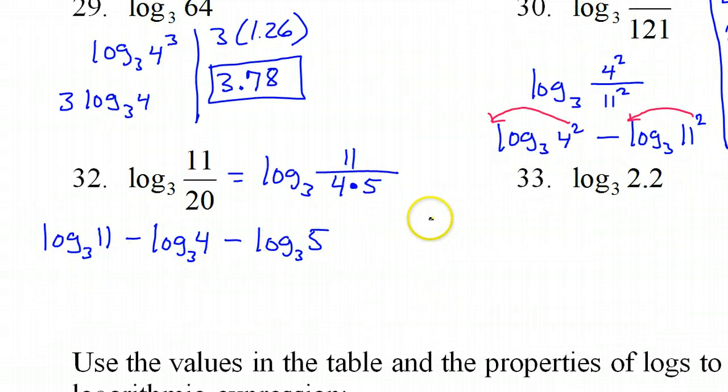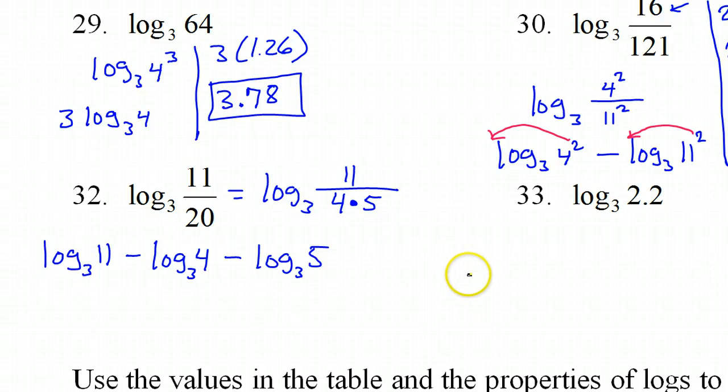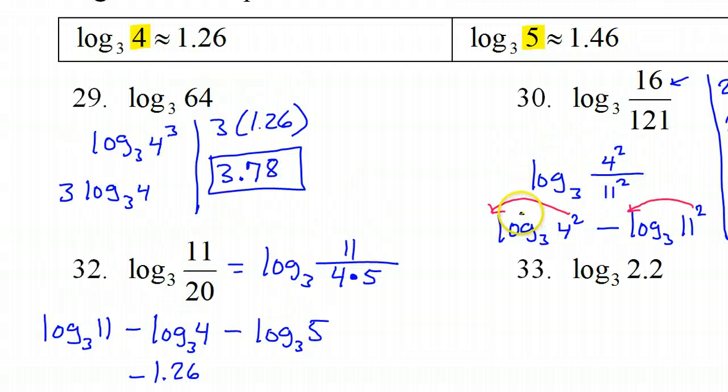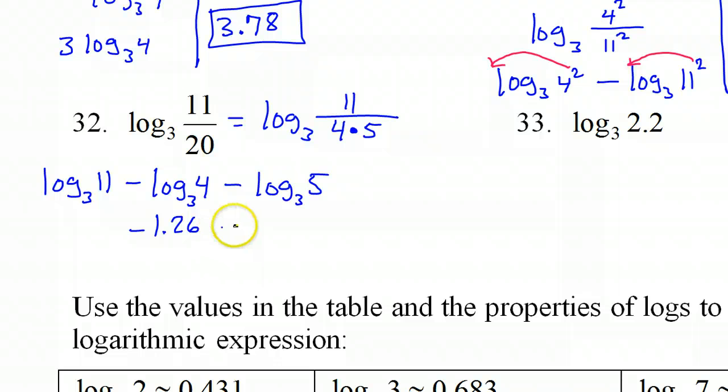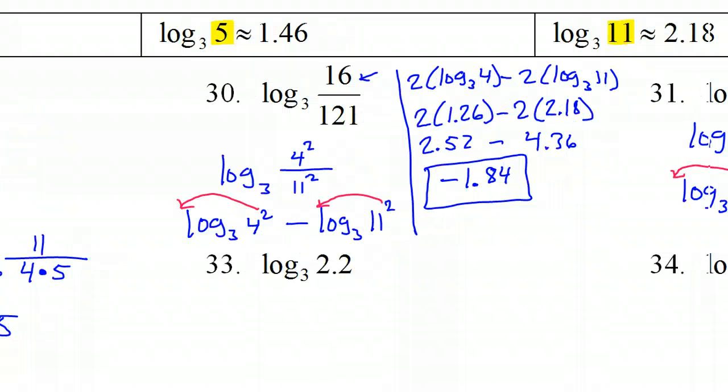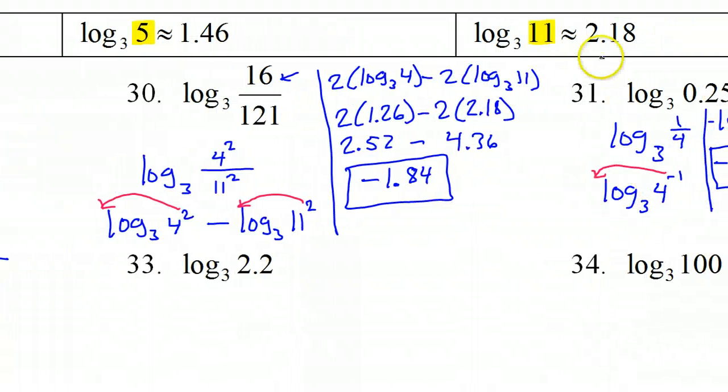All three of these we know the decimals for. Log base 3 of 4, that's the 1.26. So this is minus 1.26. Alright, let's see what else we had. Log base 3 of 5, that's 1.46. And log base 3 of 11, that was 2.18.